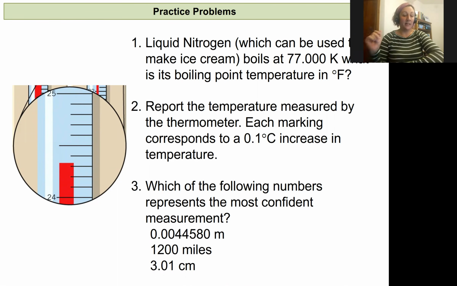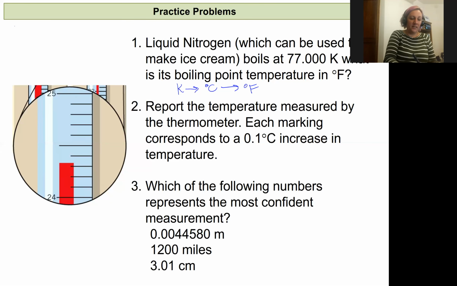All right, our first one's about liquid nitrogen, which is really cold nitrogen. It boils at 77 Kelvin, and it's used to make ice cream, which is what is so fun about it. So what if we wanted to convert that temperature of 77 Kelvin into degrees Fahrenheit to have a little bit better sense of how cold it really is? So first, we have Kelvin. I would make a plan. We know Kelvin, so we should probably convert into degrees Celsius, and then we can use an equation to convert into degrees Fahrenheit.